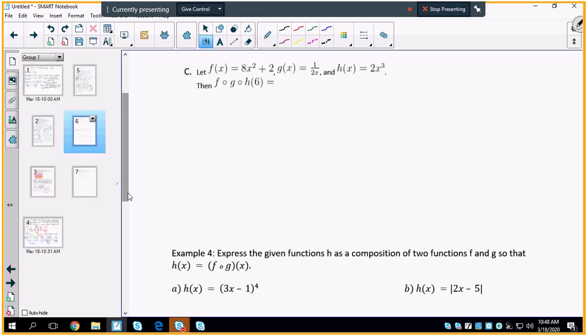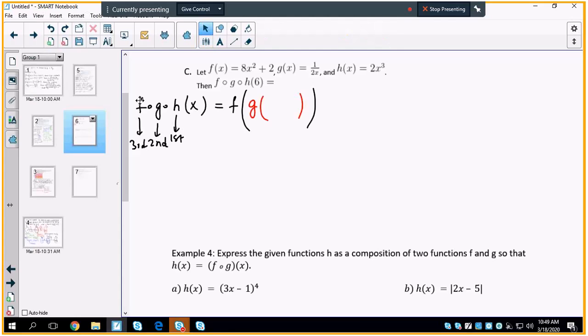The process doesn't change. Think about f compose g compose h of x as inside outside. This is the first one to be executed. G is the second one to be executed. And f is the third one to be executed. So how do I write it? I can write the outside most, and then I can write the inside input, and then I can write the inside most input, which is h of x.